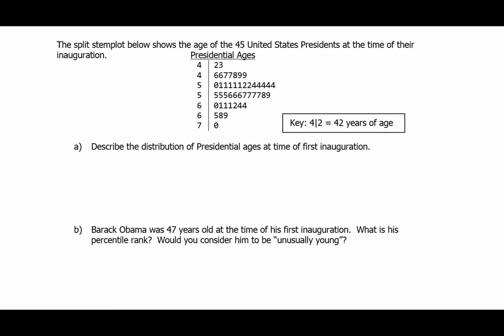So part B says, Barack Obama was 47 at the time of his first inauguration. What was his percentile rank? So we want to look and see how many people were the same as or less than his age. So that gives me a total of 6 presidents out of the 45 we have listed here. So 6 out of 45 would be 13.3%. So the 13th about percentile. So that is pretty relatively young.